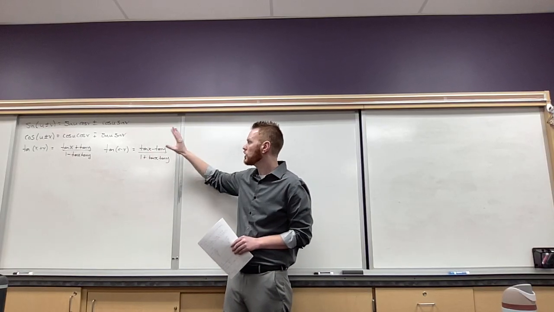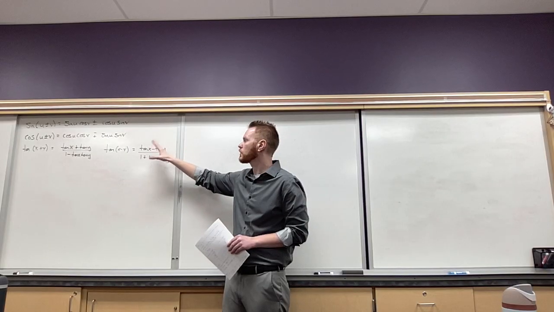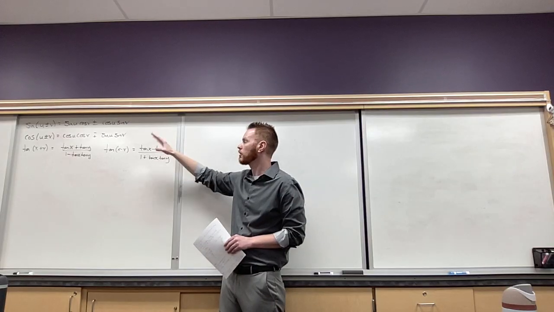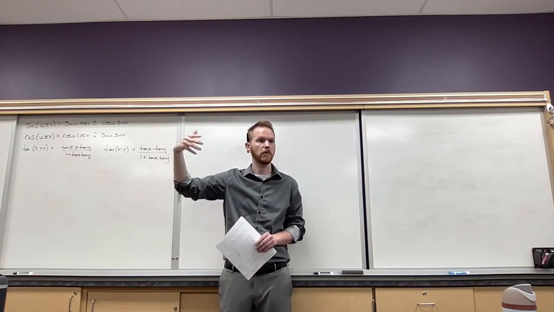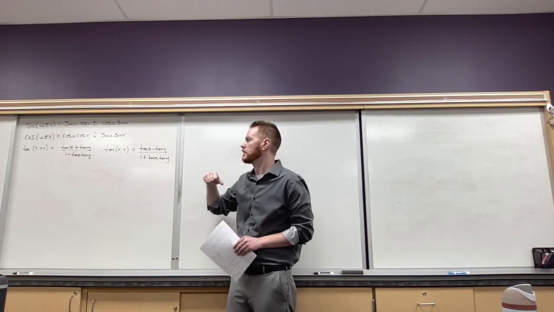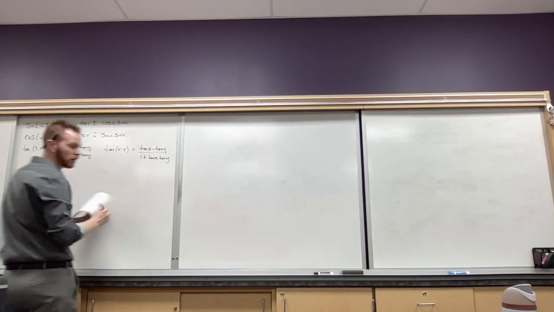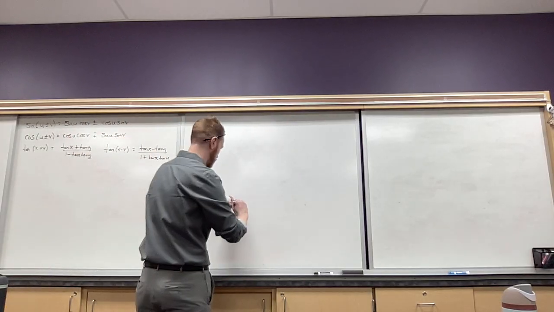So these are the ones we've done already: sum and difference for sine, cosine, and tangent. Now what we're going to do is apply these to figure out what happens if the angle was doubled. What would that be for sine, cosine, and tangent, and so forth? So let's do that. Here we go.